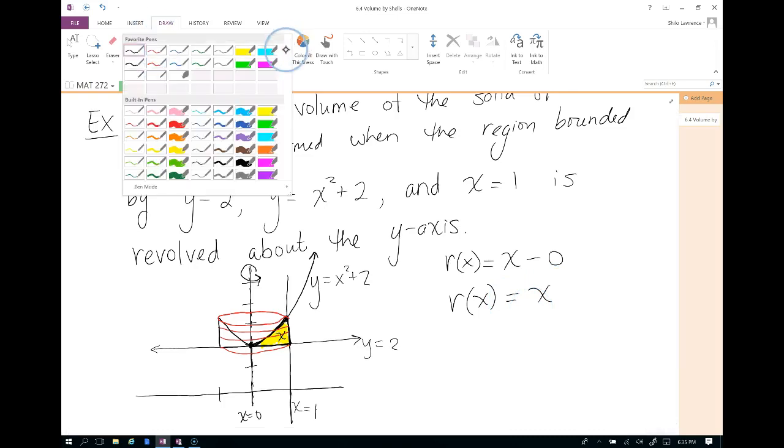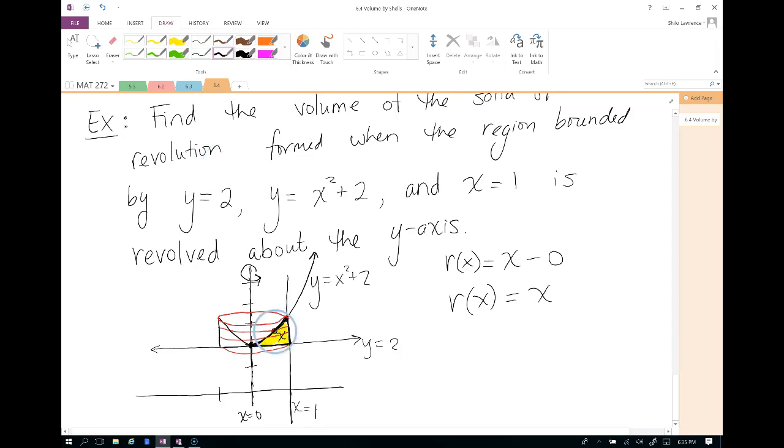If you draw your slice, and remember slices are parallel to the axis of revolution, the slices here go from the parabola right here down to the y equals 2 line. So our slices have a top function and a bottom function. So I'm also going to set up a height function, which has a top and a bottom. So we're going to do top minus bottom. On the top, we've got x squared plus 2. On the bottom, it's just y equals 2.